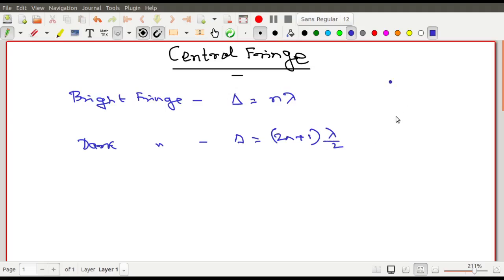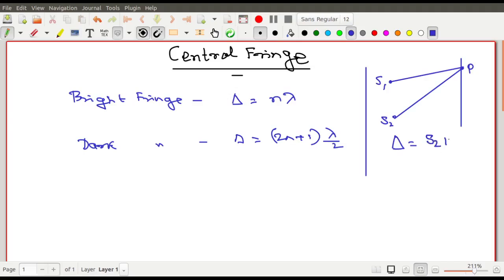And what is my delta basically? If these are the two point sources, S1 and S2, and suppose I choose a point of observation P. By delta I basically mean S2P minus S1P, depending upon which one is greater. This is your delta, the path difference between the two light rays that actually meet at the point P.